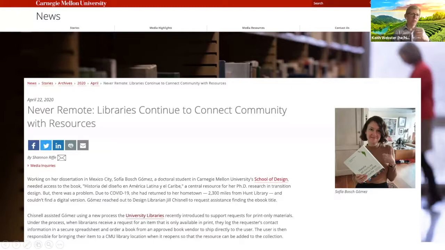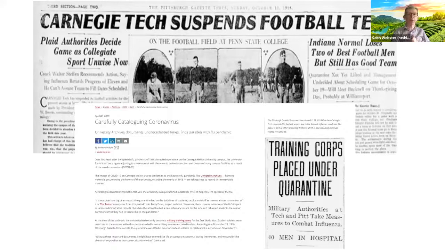It's interesting just to pause and reflect back to what happened in 1918 when the Spanish influenza pandemic swept the planet. Looking at the newspapers in our archives from that time, we see news that Carnegie Tech, as the university was then called, suspended football because of the pandemic. The Army Training Corps, who were housed on campus due to the First World War arrangements, were placed under quarantine. These are important parts of the university's history, and my colleagues in the university archives have set out to catalogue the lived experience of everyone on campus where they wish to share their stories during the current situation. Next slide, please.